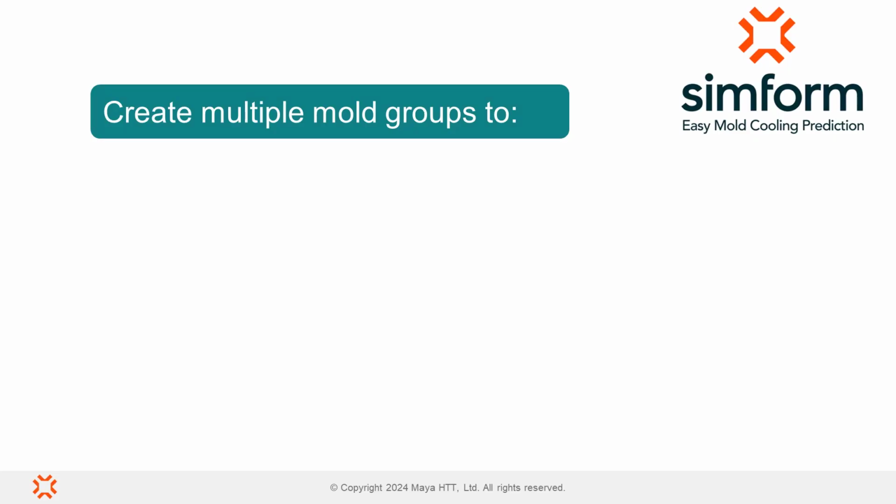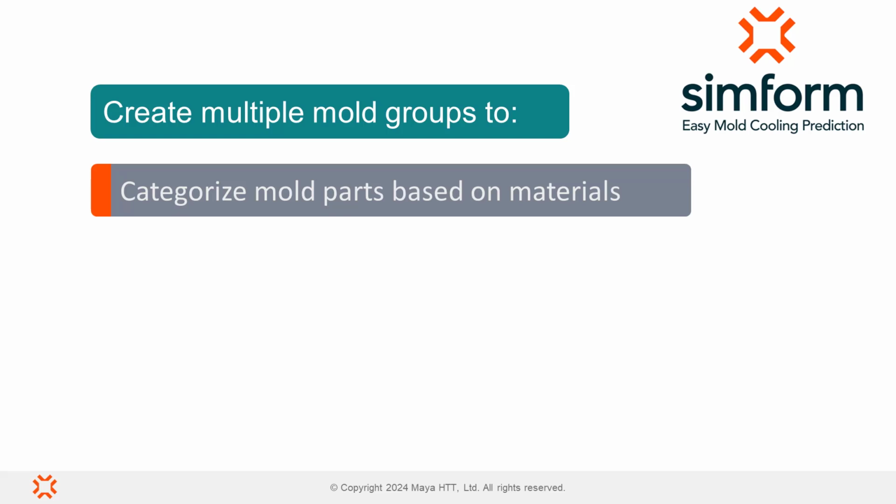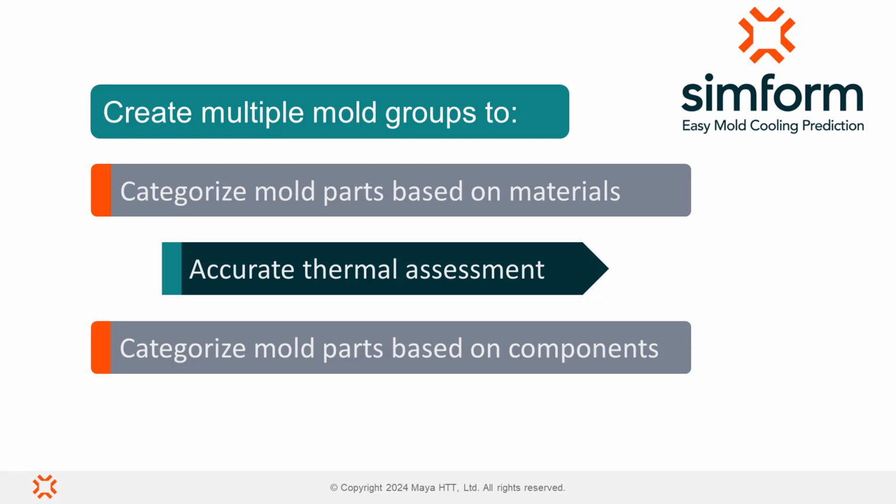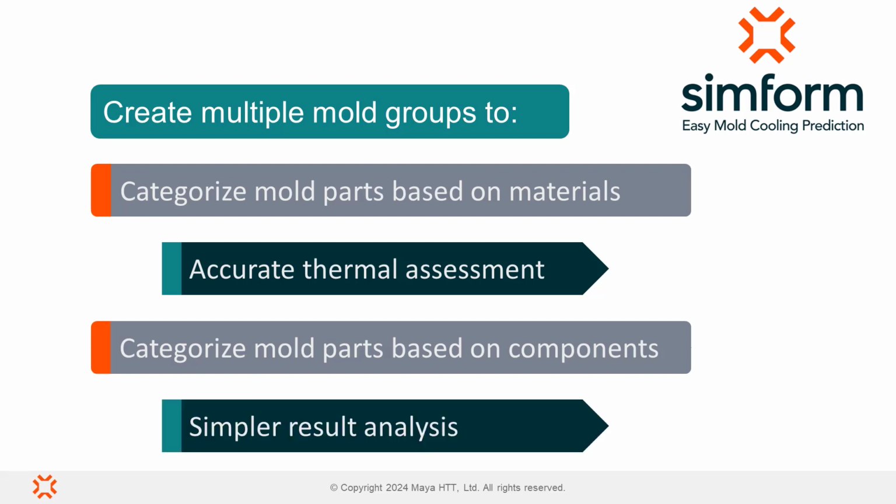Using SimForm, you can create multiple mold groups, each with distinct material properties. This helps you evaluate the cooling efficiency of the molds, including those with various material inserts, and categorize the different parts of your model based on the components to view the results separately for each group. This makes it easier to analyze the results and to understand the thermal behavior of your mold.